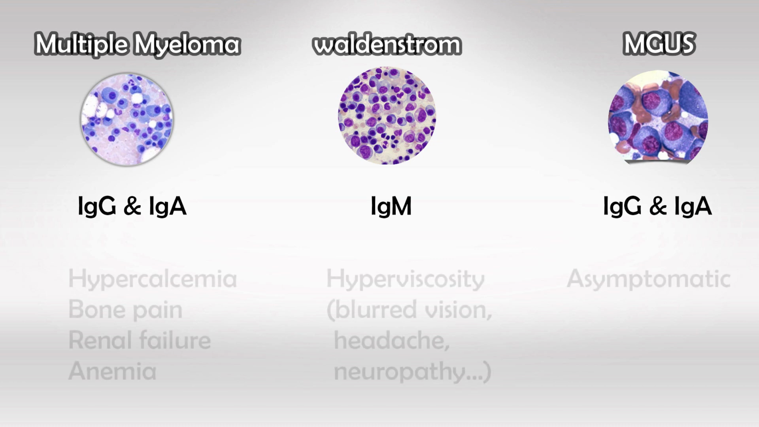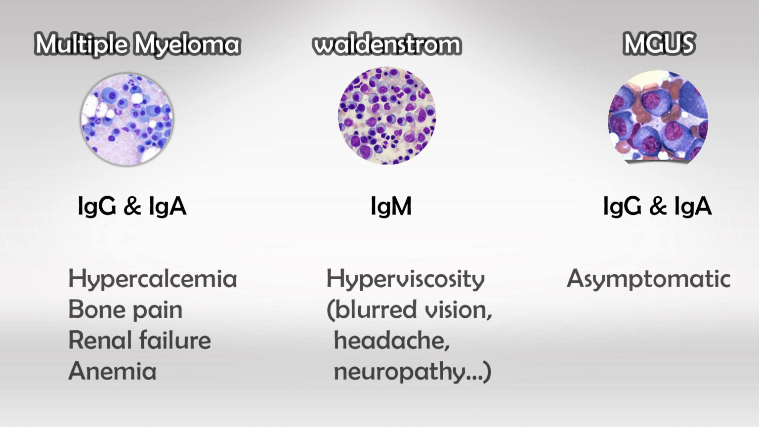Like we said, multiple myeloma causes bone pain, hypercalcemia, renal failure, and anemia, while MGUS is completely asymptomatic and most likely accidentally found. Waldenstrom syndrome, on the other hand, presents with hyperviscosity symptoms, so look for blurred vision, vertigo, neuropathy, etc.